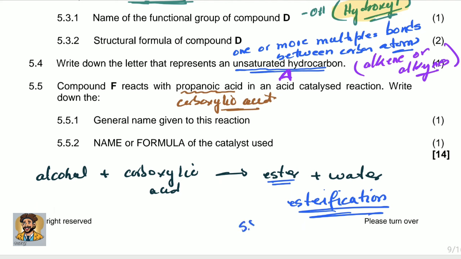Esterification is the name of this specific reaction. This one is question 5.5.1. The name of the reaction is esterification. This is the name or formula of the catalyst used. Remember, during this specific reaction, you need to add a catalyst. In this case, it's H2SO4. That is the catalyst used. It is important because it's not just a catalyst, but it's also going to be the dehydrating agent. Guys, with this question, we are done.